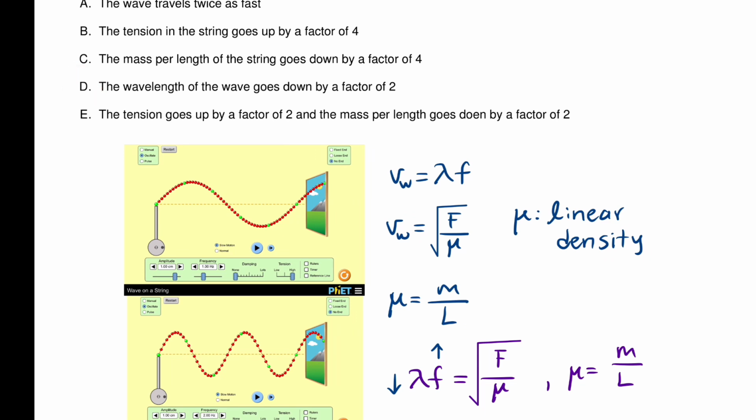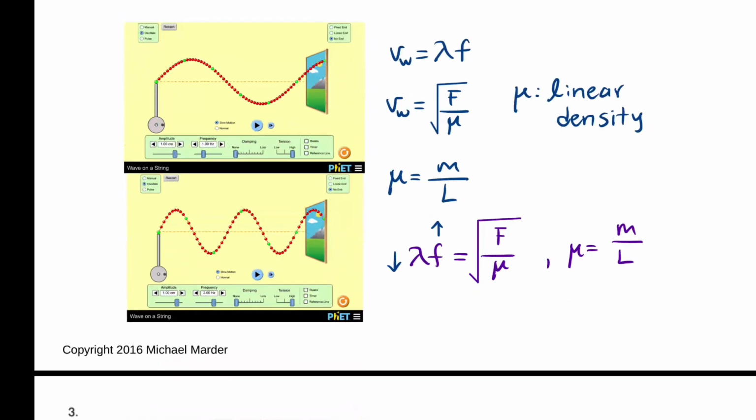Now let's just check E. The tension goes up by a factor of 2. Again, we're not changing anything here. Therefore, this is the answer. All right.